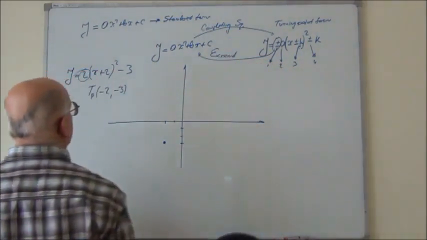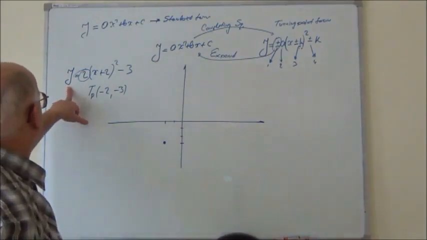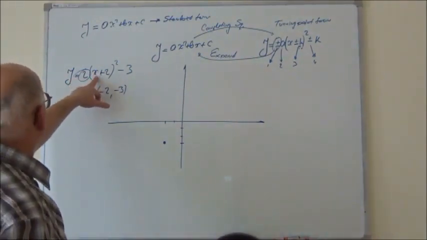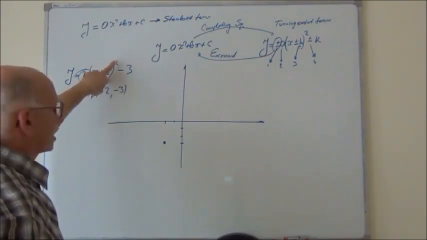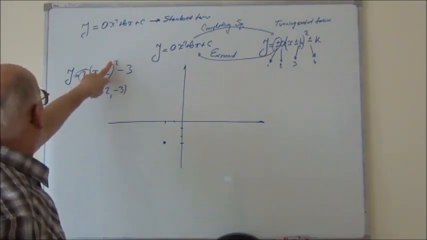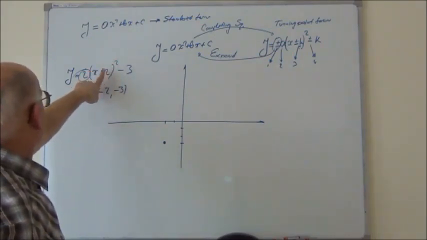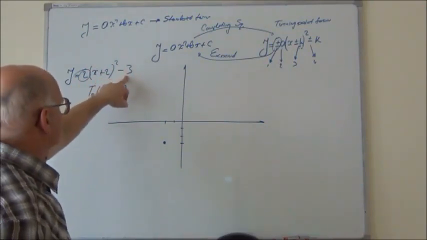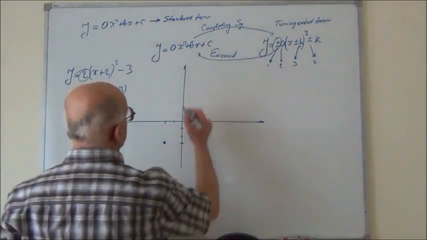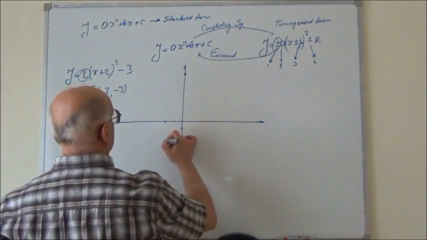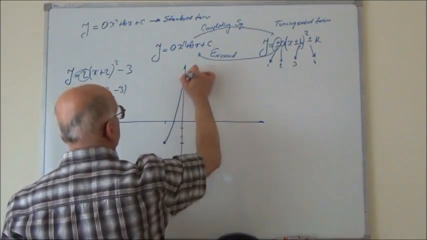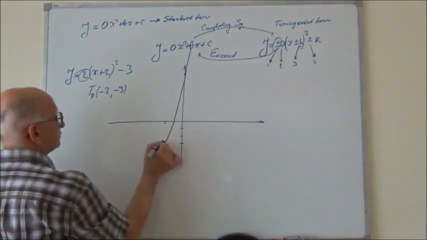It will be very narrow, because the y-intercept is very easy to get when x equals 0. So 0 plus 2 is 2, 2 squared is 4, 4 times 2 is 8, 8 minus 3 is 5, and if this is 3, 5 should be somewhere here, and we will have a graph like this.